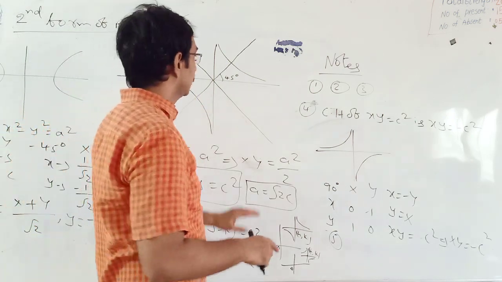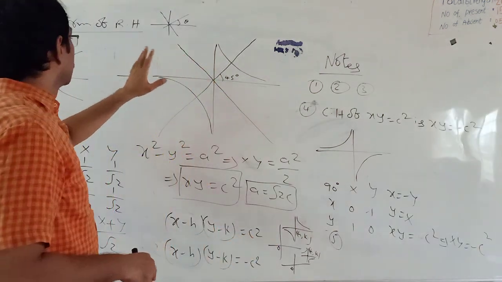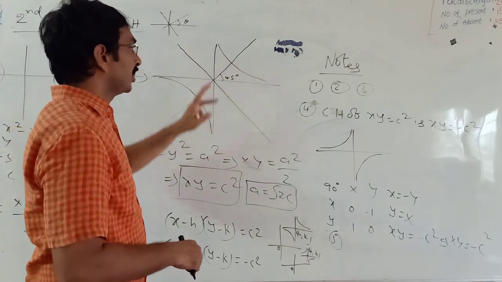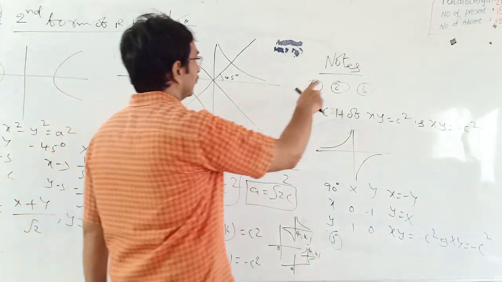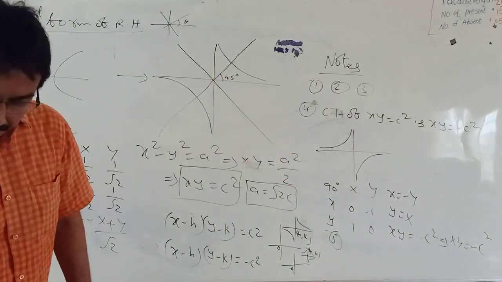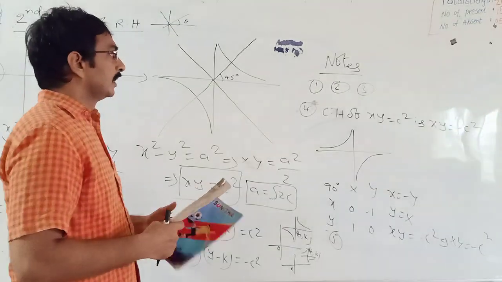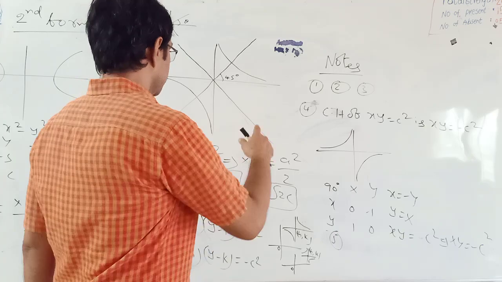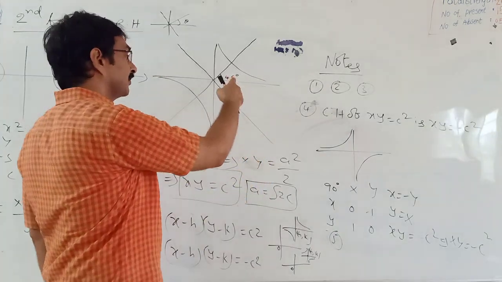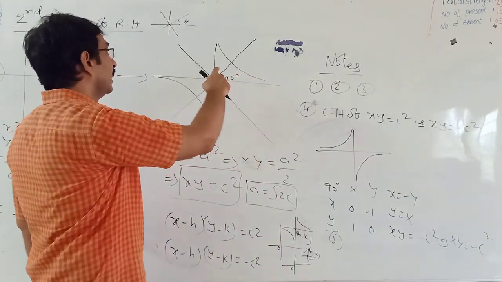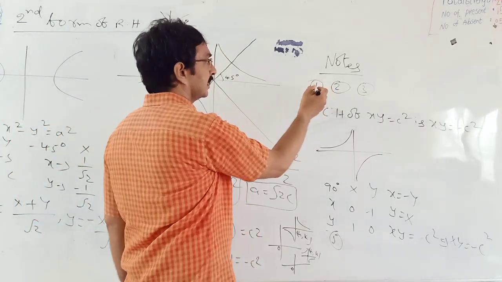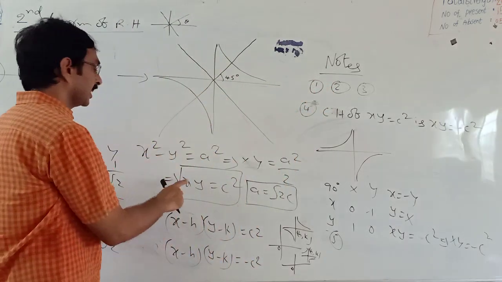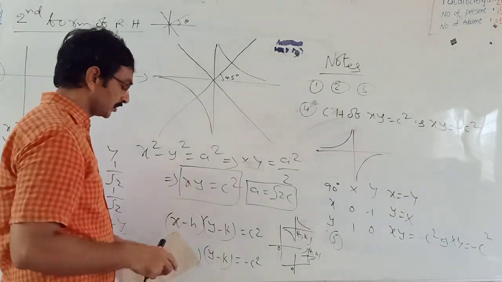Okay, see the notes related to the second form of rectangular hyperbola. First one: the eccentricity of the second form of rectangular hyperbola is also root 2. So the eccentricity of xy equal to c square is also root 2.